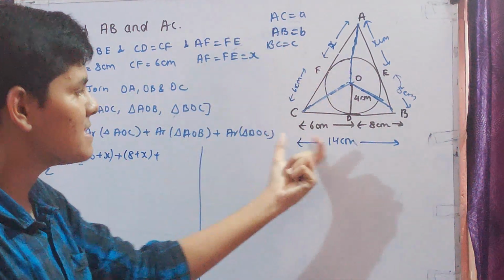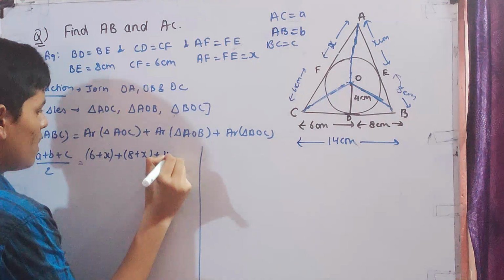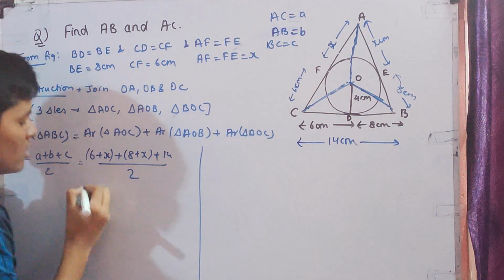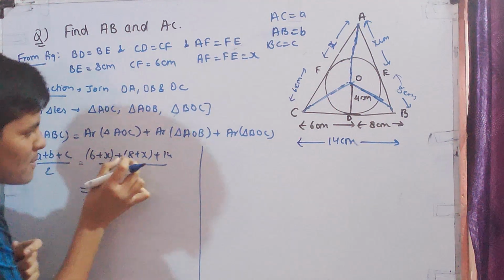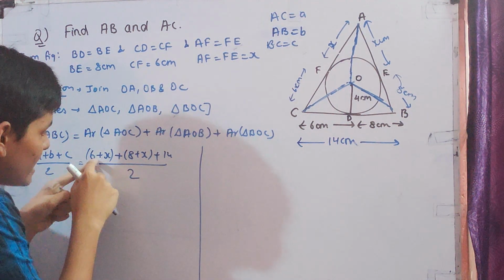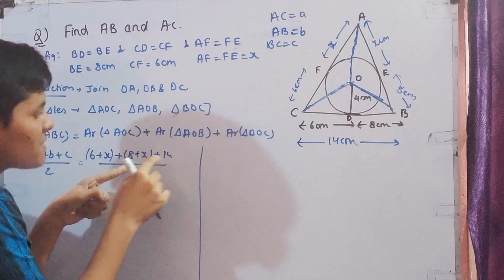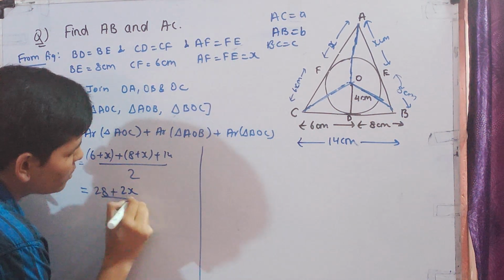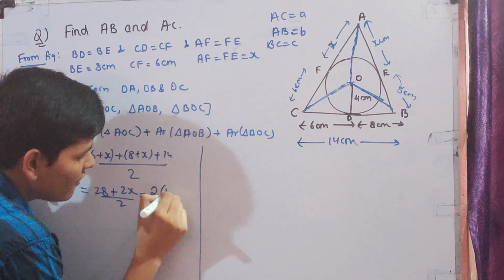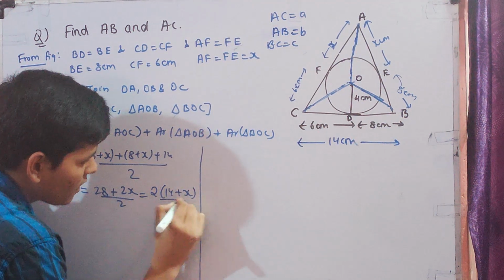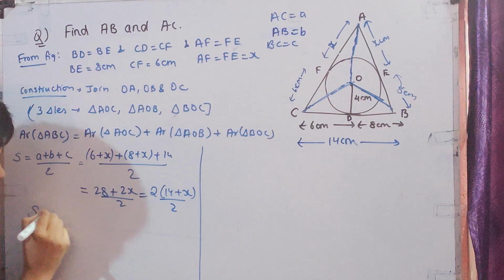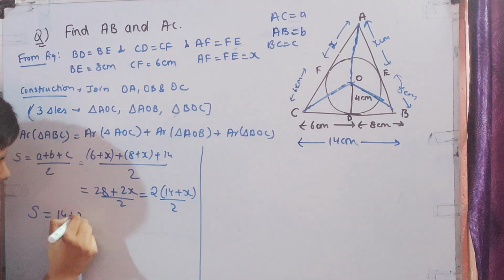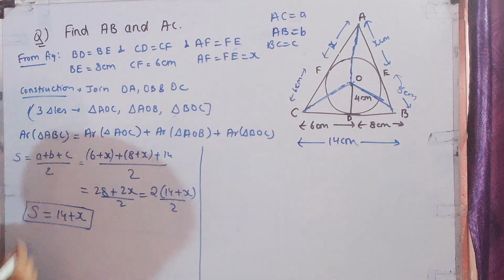And what is C? BC. BC we know it is 14. So hence the semi-perimeter is (6 plus X plus 8 plus X plus 14) by 2. 6 plus 8 is 14, 14 plus 14 is 28, so 28 plus 2X by 2. We are taking 2 common, 14 plus X by 2. Hence semi-perimeter is equal to 14 plus X. We got the value of S.